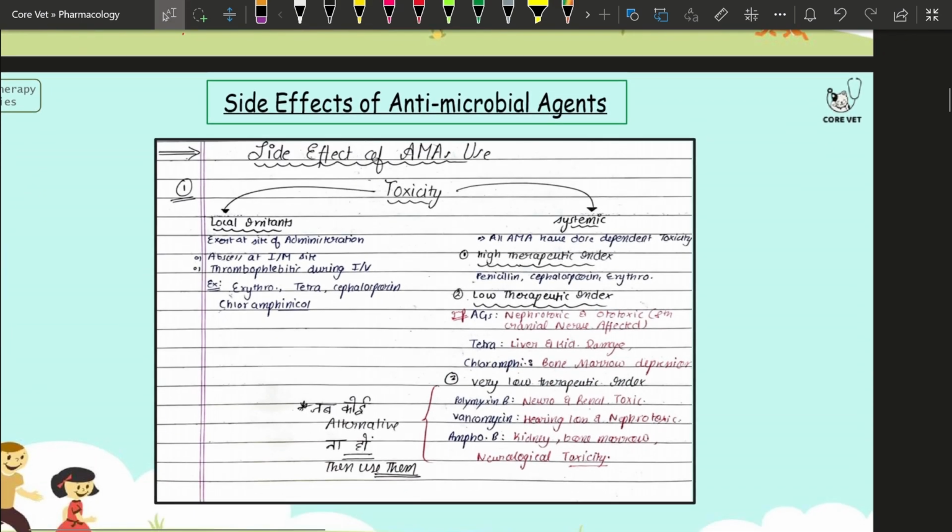Now coming on to the side effects of the antimicrobial agents. What kind of side effects could they show? There are certain side effects that we will discuss. The first side effect is toxicity.